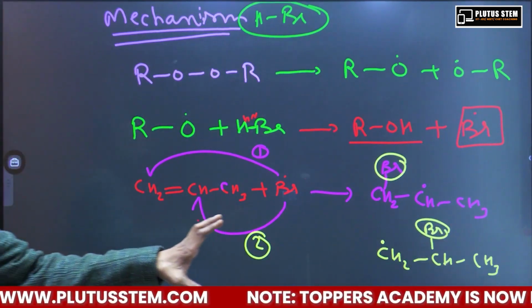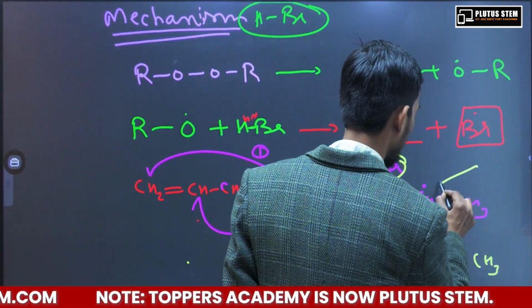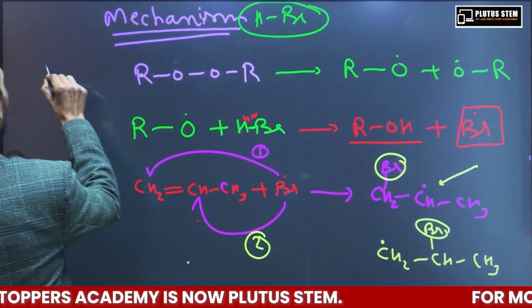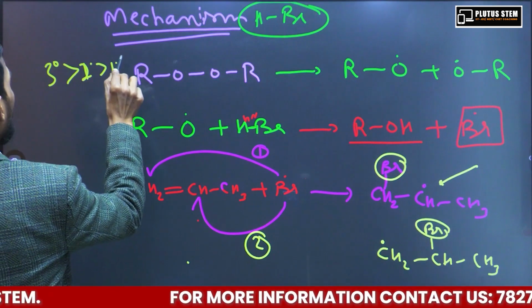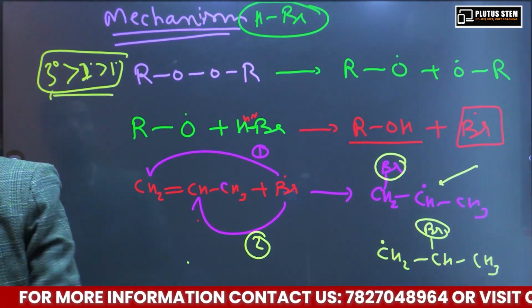Now you can see this is more stable, the same as with free radicals: 3 degree is more stable than 2 degree and 1 degree. This is the stability order of free radicals.